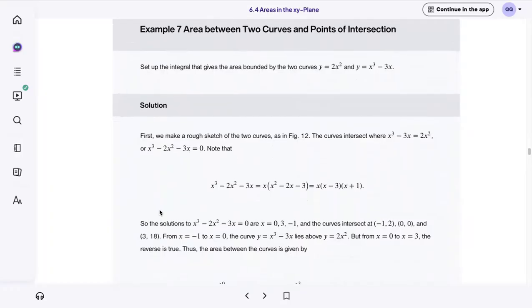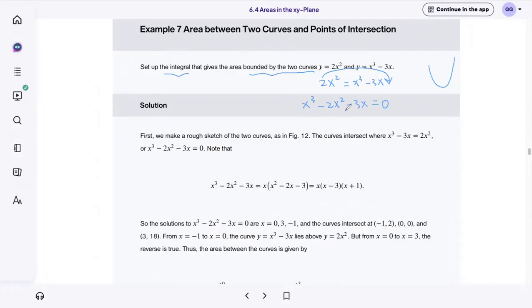Let's see this one. This one, again, set up the integration that gives the area bounded by these two. So we need to do the same thing. We need to equate those two. So one is an upward parabola, one wiggles. So set it equal to x cubed minus 3x. Let's move this one to the other side. So we get x cubed minus 2x squared minus 3x equals 0.